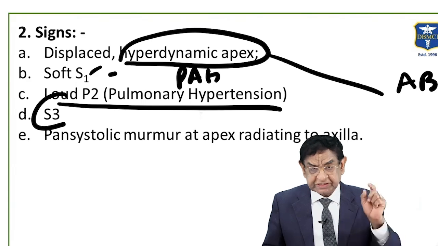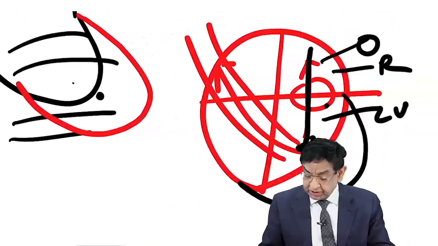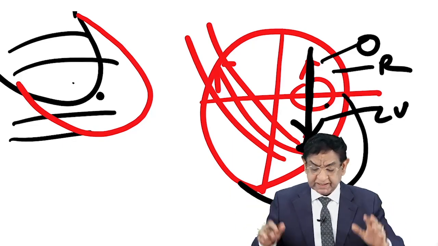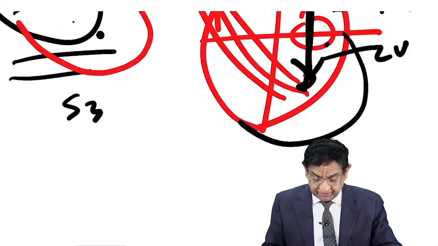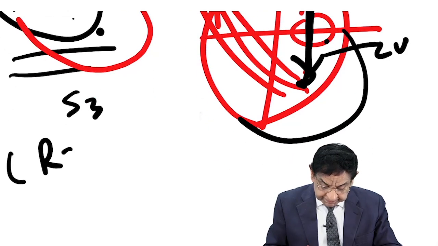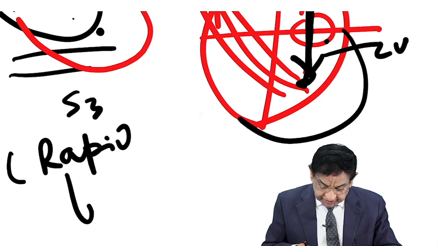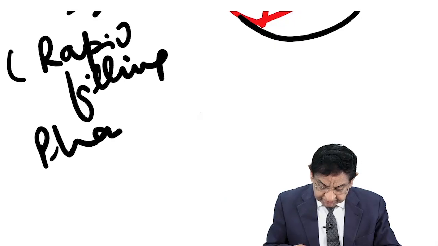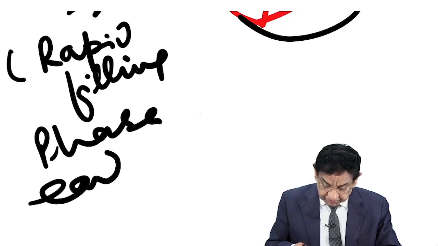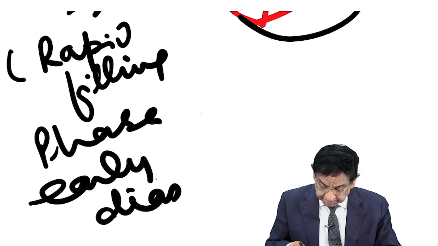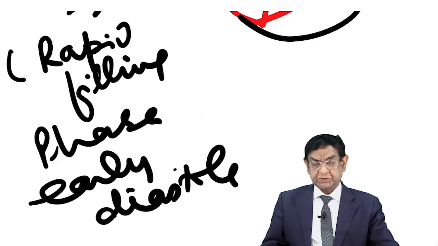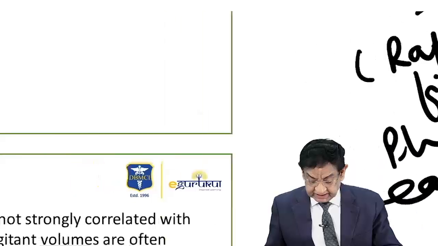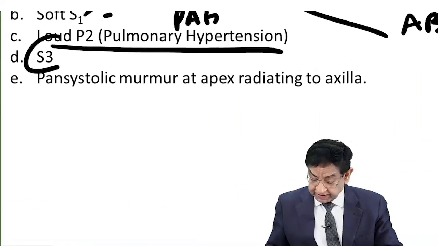Now S3 is there. Why? Again, S3 is produced due to a large amount of blood entering into the LV, and that will produce the third sound. We know very well the third sound is produced in the rapid filling phase of the myocardium, and this occurs in early diastole. So the third sound is a very, very important finding on clinical examination in MR. Of course, chronic MR, no need to say.